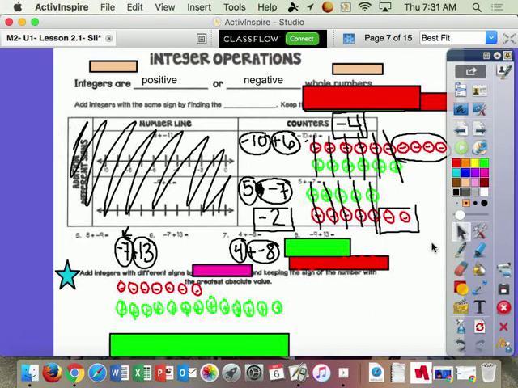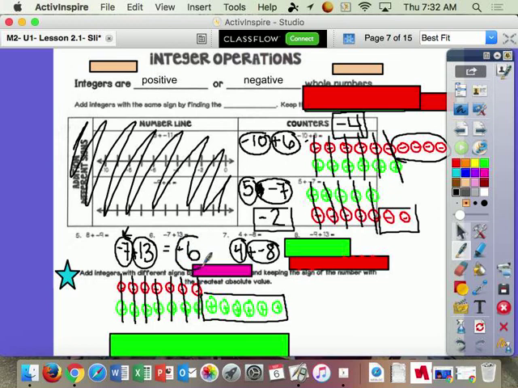All right. Now, how many can we cross out? There's 1, 2, 3, 4, 5, 6, 7. All right. What do we have left right here? 1, 2, 3, 4, 5, 6. So I have 6, and are they positive or negative? They're positive. So positive 6 is my answer.